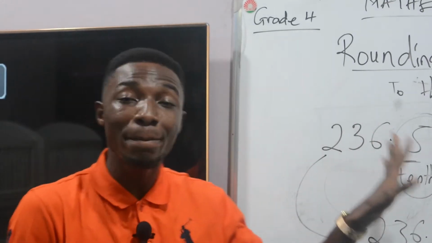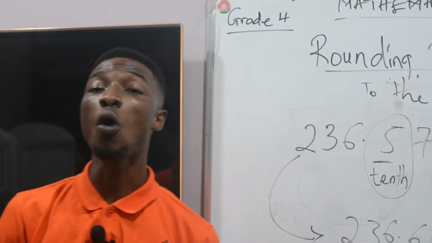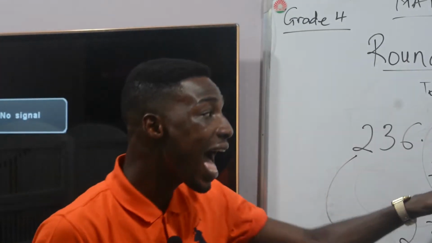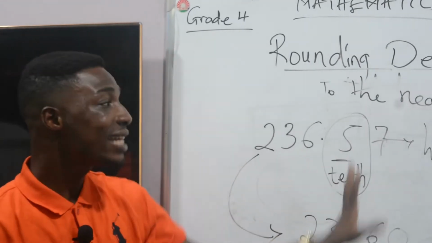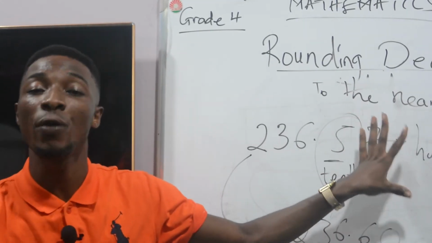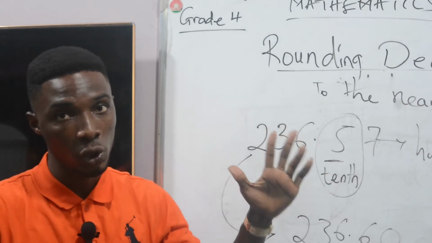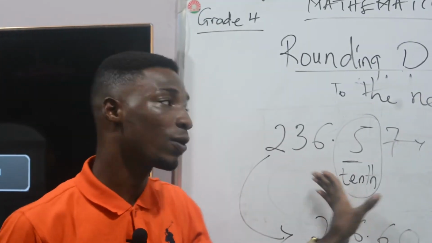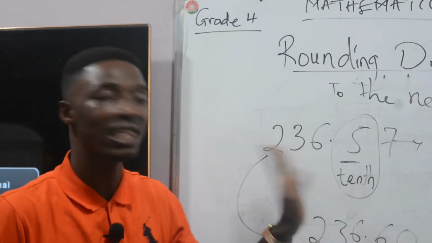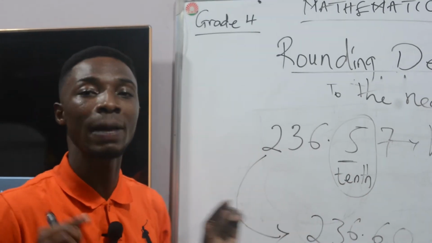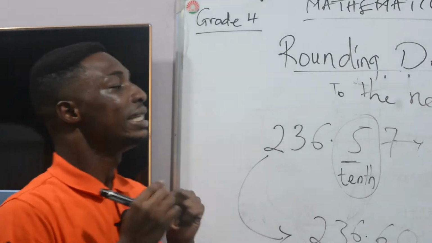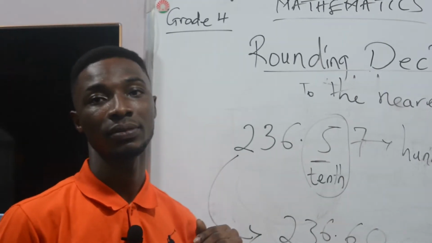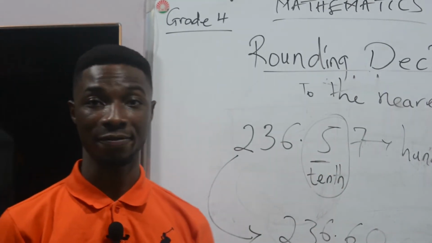The next thing to think about is, is the number just after the one of interest more than 4? If it is more than 4, the rule says add 1 to the number of interest and take the one just after it away and replace it with 0. So that is what I just did. 5 is the number of interest because it is the one occupying the tenth position. Then I look at the number just after the 5, and that is the 7 over here.